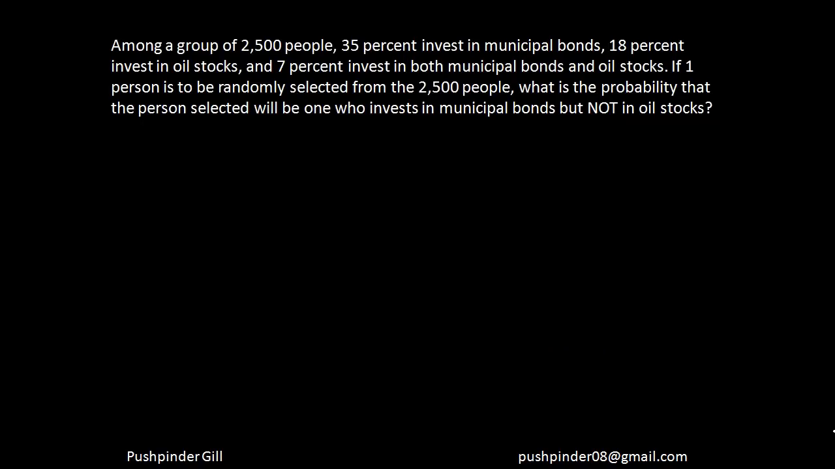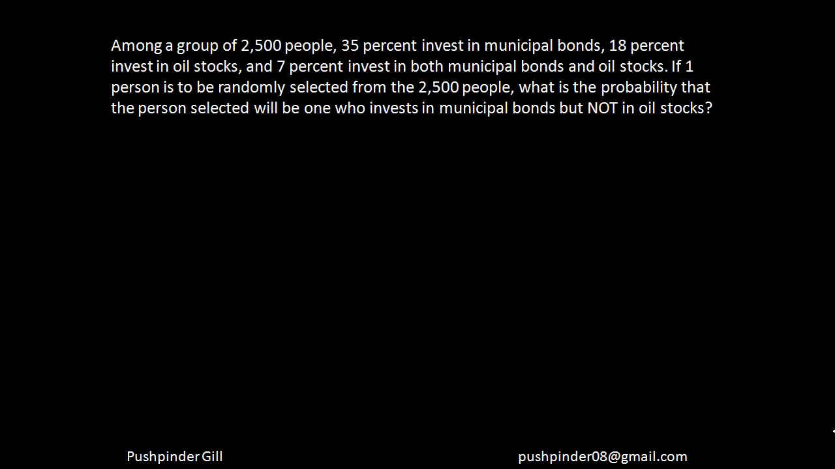Now let's just do some questions here, right? So that you understand the concept within the video only. So in this question, among a group of 2,500 people, 35% invest in municipal bonds, 18% invest in oil stocks, and 7% invest in both. If one person is to be selected randomly from these people, what is the probability that the one who invests in municipal bonds but not in oil stocks?